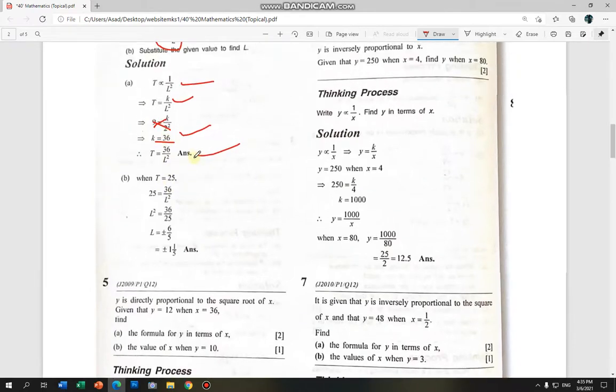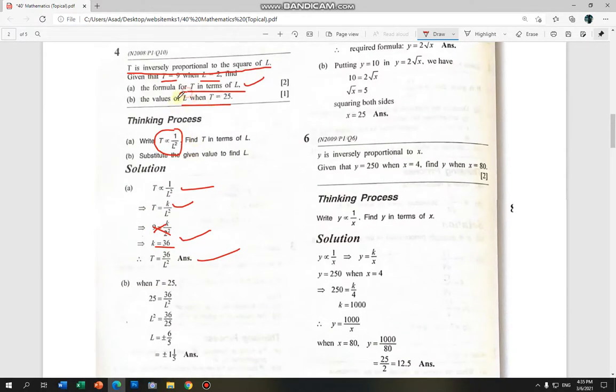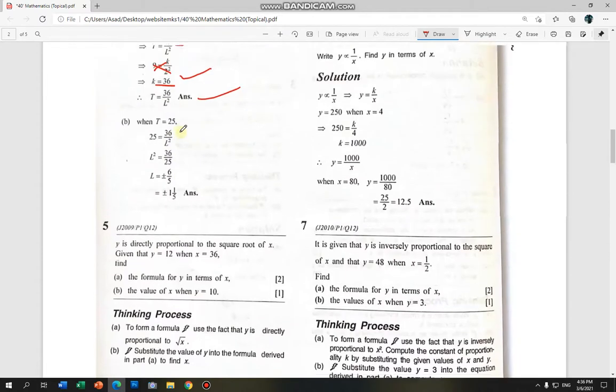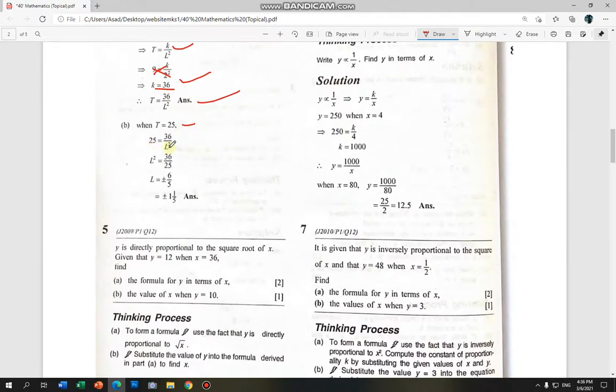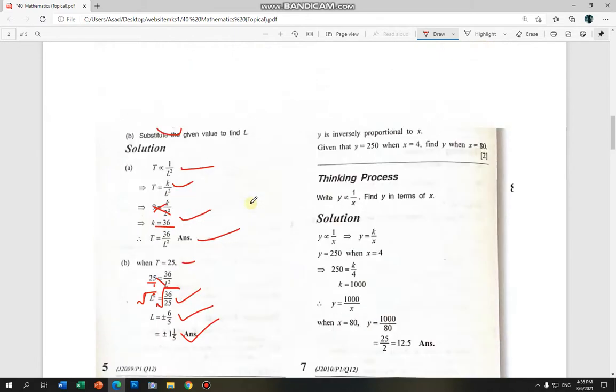Second part is when T is equal to 25, you have to find the value of L. Now T is equal to 25, put these values in this equation. Now again substitute. L square is equal to 36 over 25. Take the square root of both sides, and the square will be cancelled by the square root. L is equal to plus minus 6 over 5. And if converted into a mixed number by dividing 6 by 5, it will be plus minus 1 and 1 over 5.